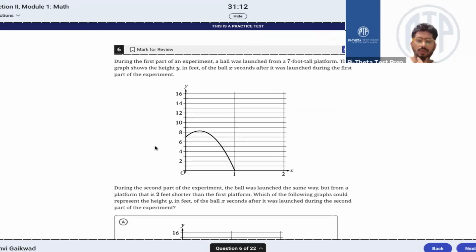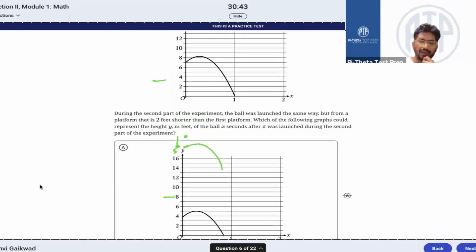Very simple question. They're telling you during the first part of an experiment, a ball was launched from a 7-foot tall platform. This is your 7-foot tall platform, and the ball's path after it was launched during the first part of the experiment. During the second part of the experiment, the ball was launched the same way, but from a platform that is 2 feet shorter. So we have to go 2 feet shorter here. That is here. We need to find something like this. So at 5 basically we can say. So we need to just find the option that is near 5.